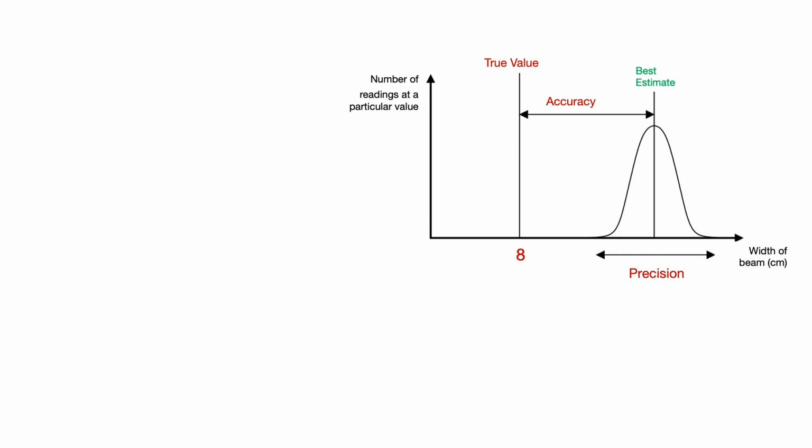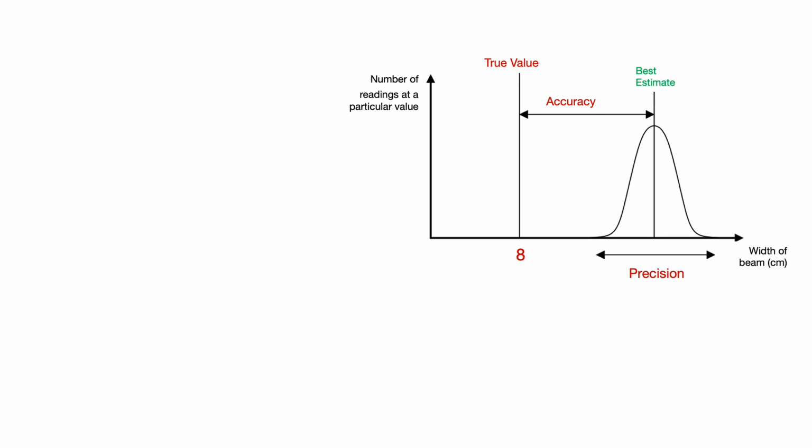Now, the true value is 8 centimeters. Let's imagine, though, that when we got, say, 20 people to do their measurements, there was a spread of measurements and that the measurements were clustering around a value that was bigger than 8, as shown. So the best estimate would be the average of all those measurements. It would occur at the central part of that peak.